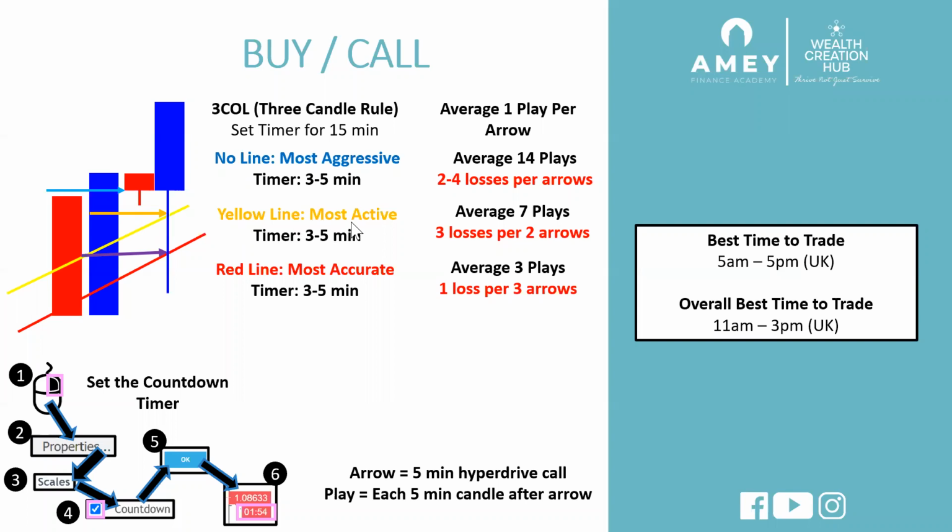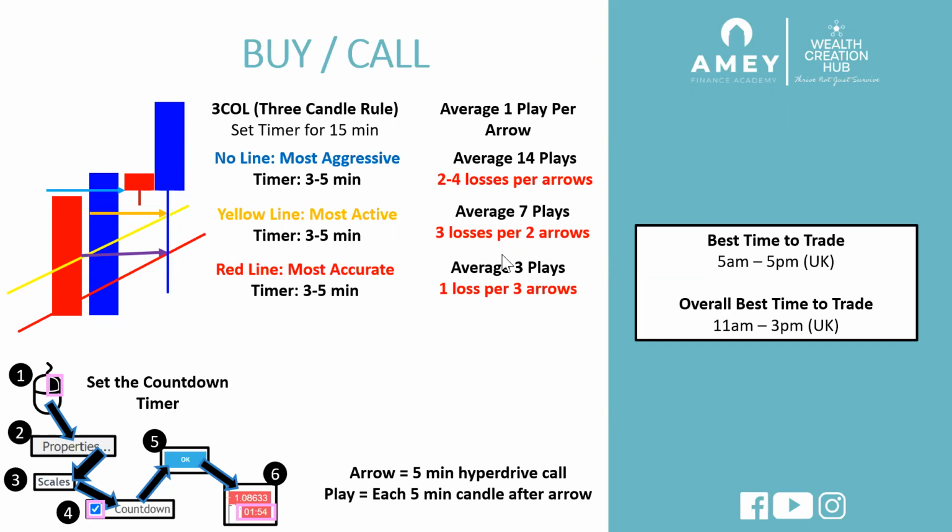Whereas you have the yellow line, it's most active. When we're talking about the most active with the yellow line, when the candle comes down here, the price comes here, you can enter the trade, and you can enter that trade for 3 minutes. And if it's a red line, it's the most accurate point. So if it pulls back to the red line, then you can enter the trade for 3 minutes. These are quite rare. It can happen, but the yellow ones happen the most.